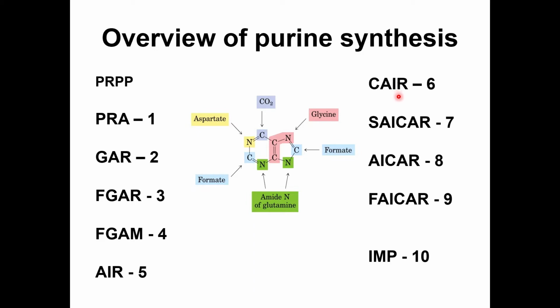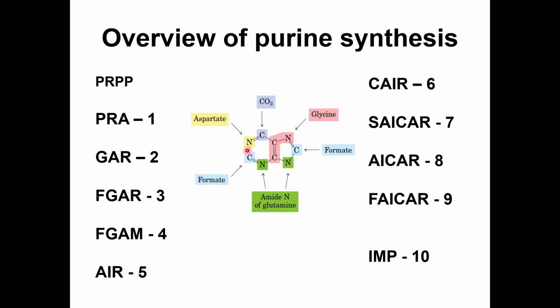There is an exception in this carboxylation reaction, because carboxylations are of two types, biotin dependent and biotin independent. Over here this carboxylation is biotin independent, so we do not need ATP or biotin in this reaction. Then from CAIR to SAICAR, aspartate addition is taking place in presence of the enzyme SAICAR synthetase, that is succinylaminoimidazole carboxamide ribonucleotide synthetase.